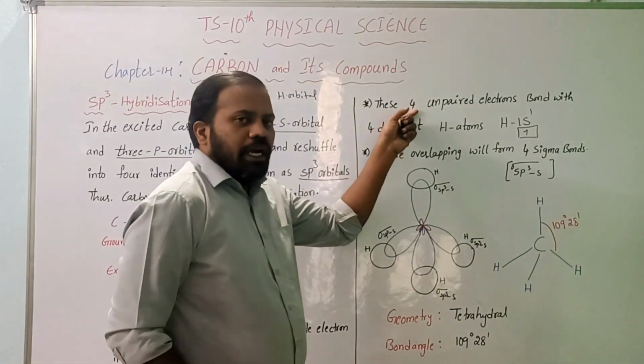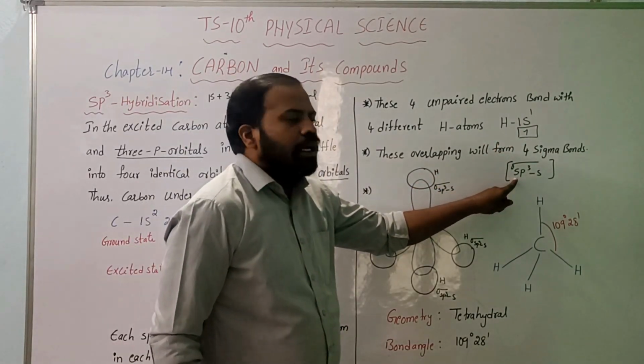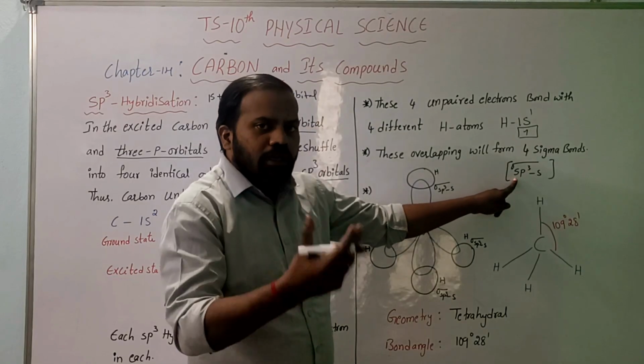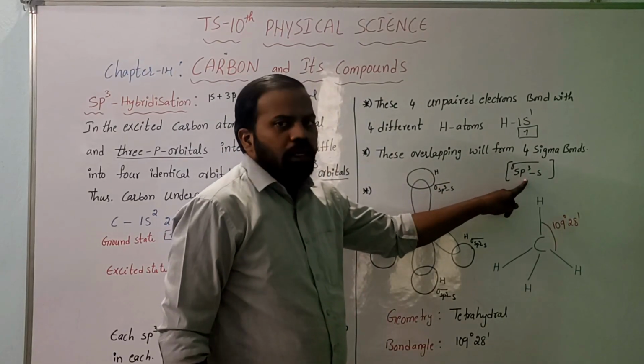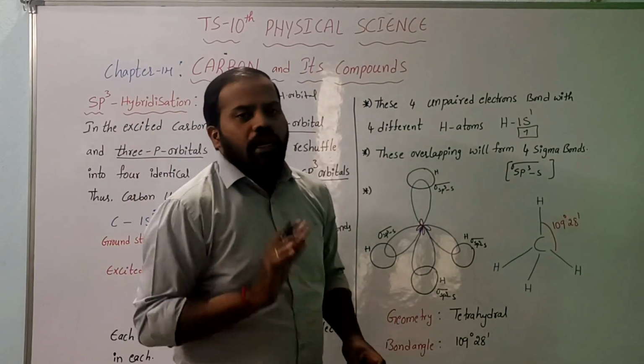So these sp3 hybrid orbitals overlap with an s electron, so it can be shown as a sigma sp3-s bond. Each sp3 orbital bonds with one hydrogen. Like that, how many will form? Four will be formed. So we can say that 4 sigma bonds will form in the sp3 hybridization.